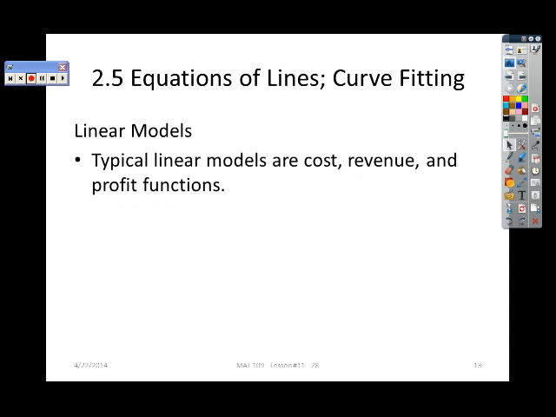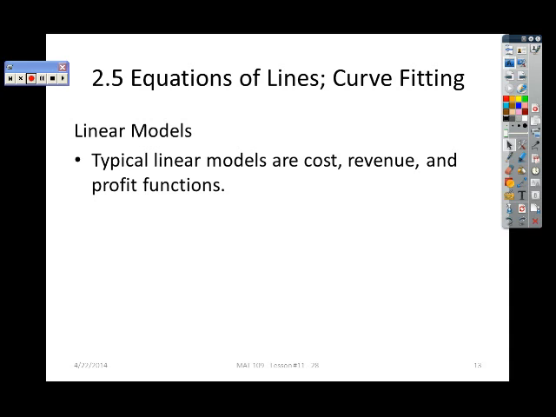Some typical things that you might see and might be able to relate to the real world are, for a company, cost functions, revenue functions, and profit functions. Cost would be what it takes to make their product. That includes salaries, utilities, lease on their building if they have it, purchasing equipment, and purchasing raw materials. All those different things go into cost.